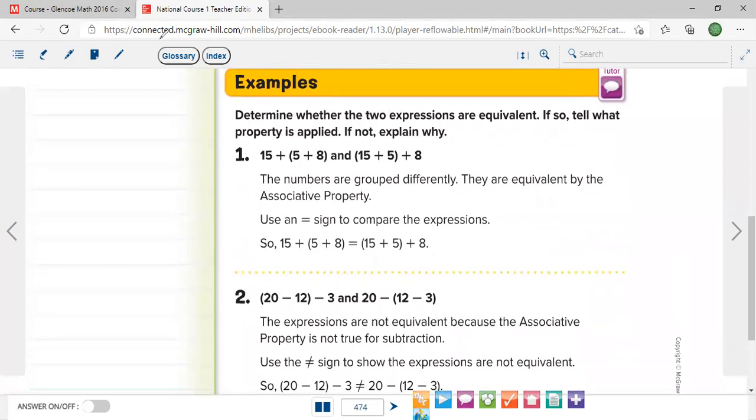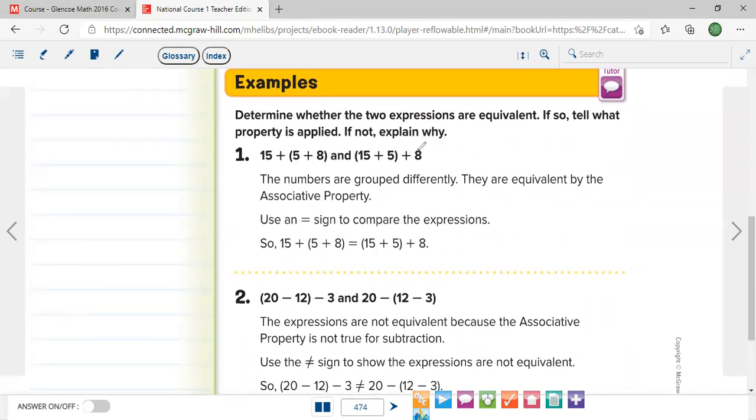Like the examples here, determine whether the two expressions are equivalent, meaning are they equal or not. If so, tell what property is applied; if not, explain. 15 plus parenthesis 5 plus 8 parenthesis, and 15 plus 5 plus 8.